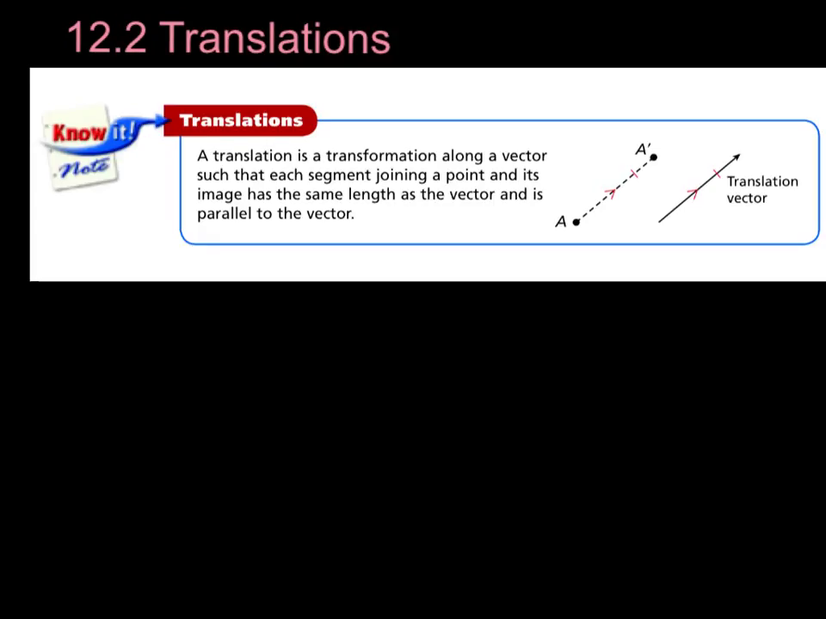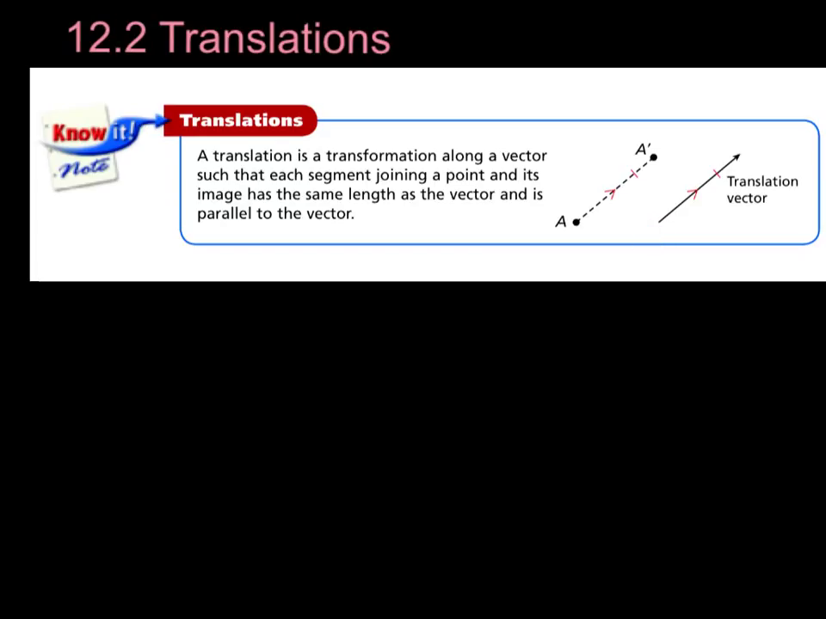So let's look at our first Know It section. A translation is a transformation along a vector, such that each segment joining a point and its image has the same length as the vector and is parallel to the vector. So here's the translation vector.